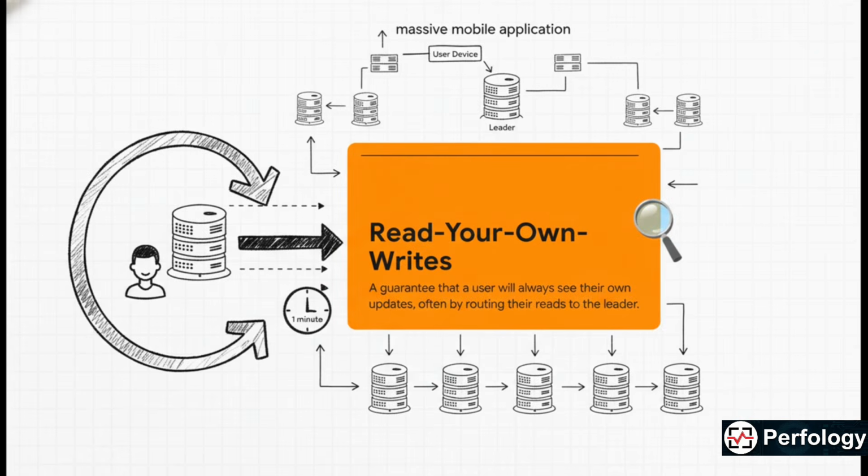So the solution is a guarantee, and it's called read your own writes consistency. It's actually a really clever trick. The system is smart enough to recognize that you just made a change. So for the next minute or so, any read requests coming from your device are sent directly to the leader, the one place that's guaranteed to have your latest update. And just like that, problem solved.